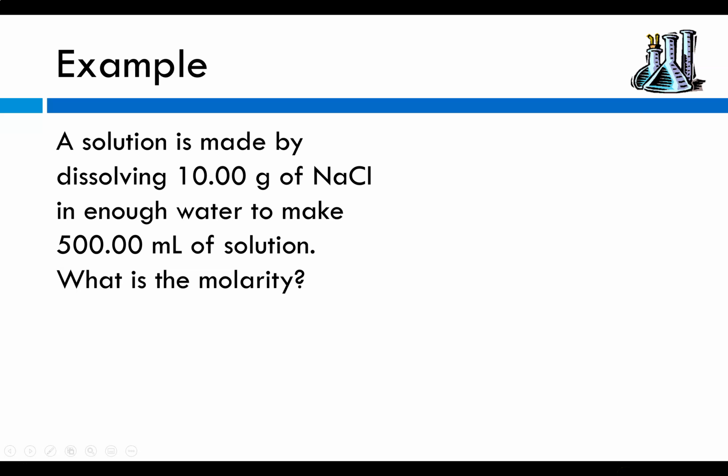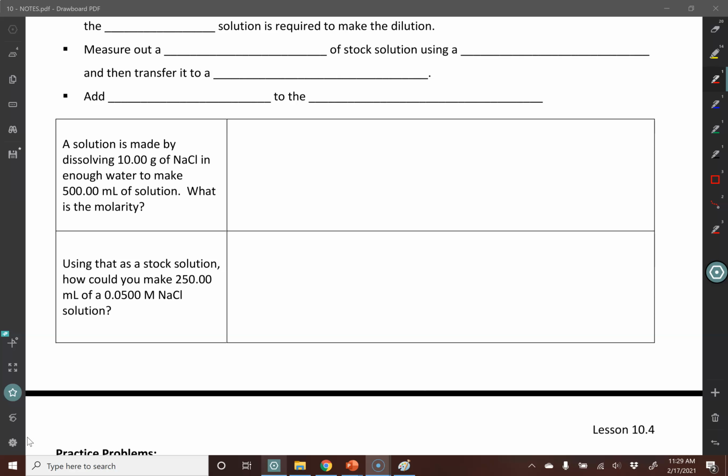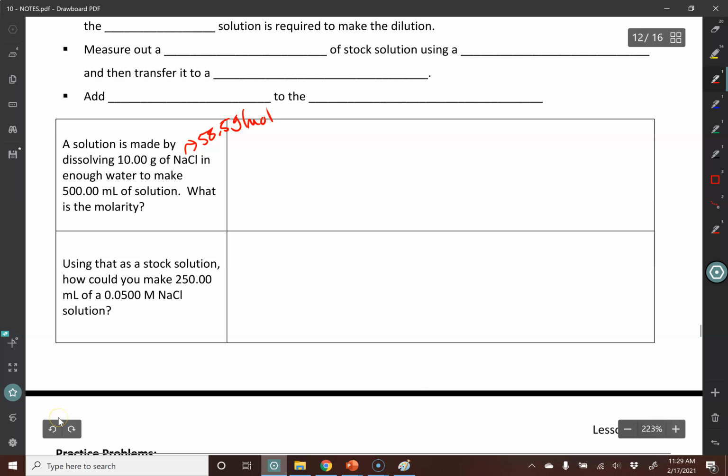If you think you've got it, pause the video, try it out on your own. The first thing I need to do is get the molar mass of sodium chloride. It's about 58.5 grams per mole. So I'm going to take my 10 grams of sodium chloride. And again, I tend to solve molarity using dimensional analysis and not the equation. You're welcome to use the equation if you'd like.